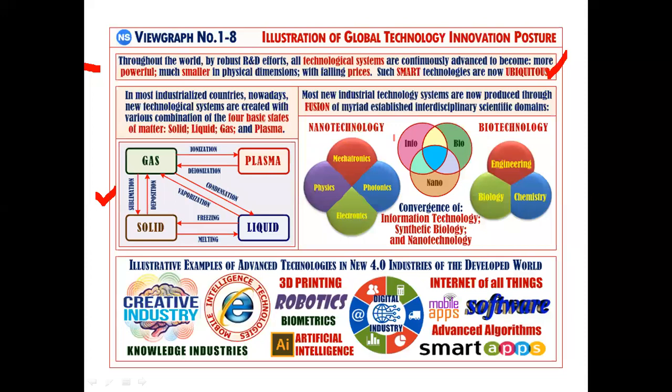Few more things that I want to mention to you are nanotechnology and biotechnology. But here we see a convergence of information technology, synthetic biology, and nanotechnology. That is the area where new technologies are appearing in this world. And some examples here: creative industry, knowledge industry, mobile intelligence technology, 3D printing, robotics, artificial intelligence, digital industry, Internet of all things, software, advanced algorithm, and many more. This is just to make sure that we remember some of these.